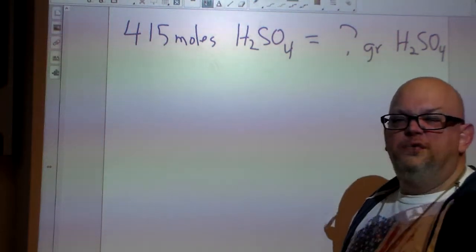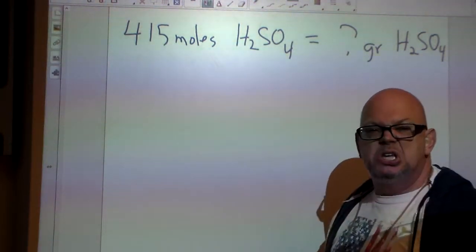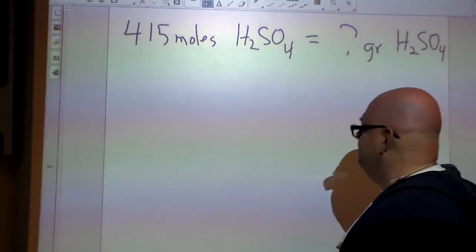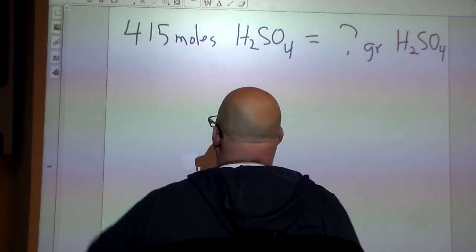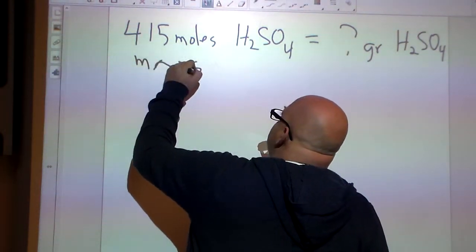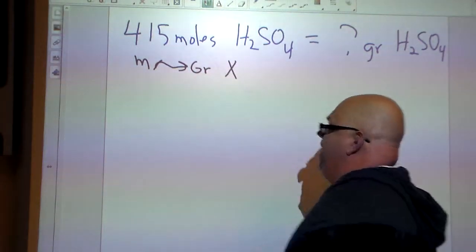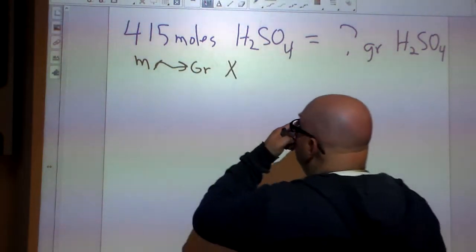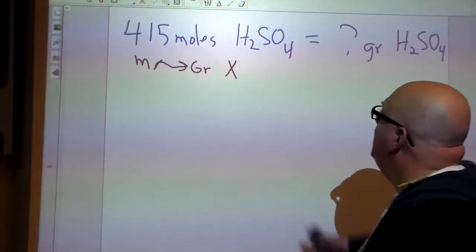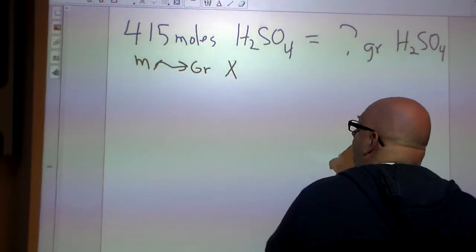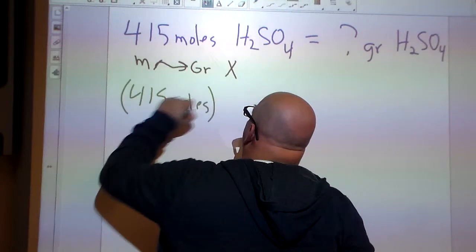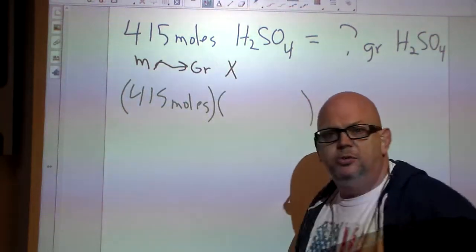Oh man, 415 moles of sulfuric acid. Okay. Well, I'll go ahead again. Moles to grams, we're going to multiply. We just are. So I know I'm going to have to figure out, wait, I got the moles part. I got 415 moles. But what do I have to multiply?